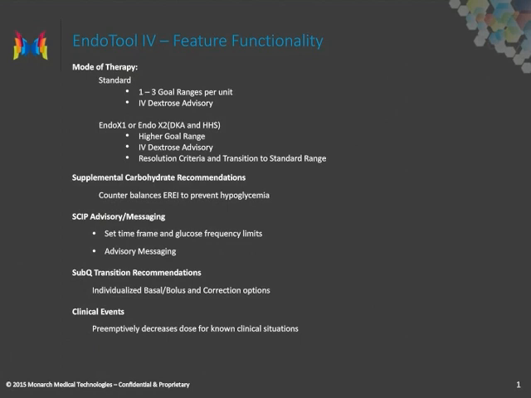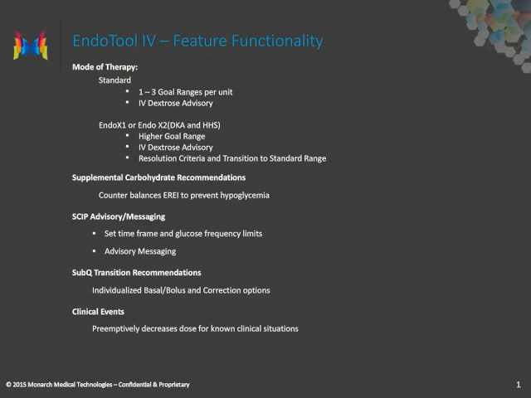Supplemental carbohydrate recommendations can be provided when the system calculates the patient's glucose trend will continue downward as a result of EREI, extra residual extracellular insulin. SKIP features provide oversight and clinical decision support advisories to improve compliance and avoid excursions during the evaluation period.